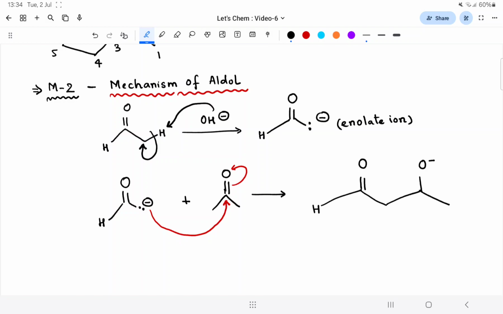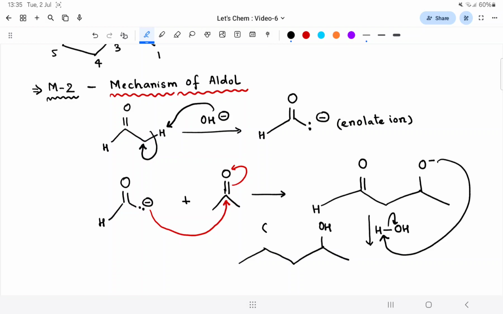Fine. Now what is going to happen next is, water is going to come into the picture. This bond will break like this, and this negative charge will take away the proton from here, and finally, guys, what you are going to get is your final product that will look something like this: OH, double bond O, and H. Clear?